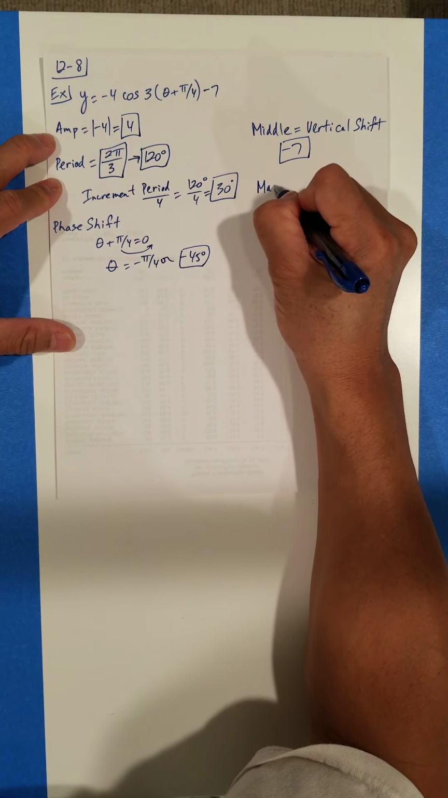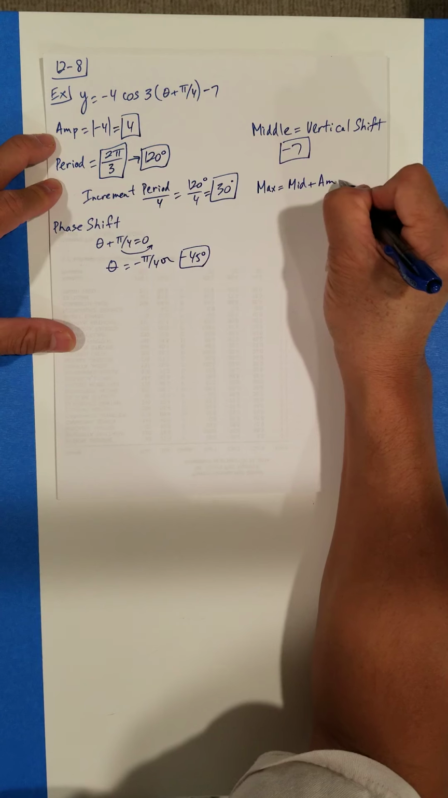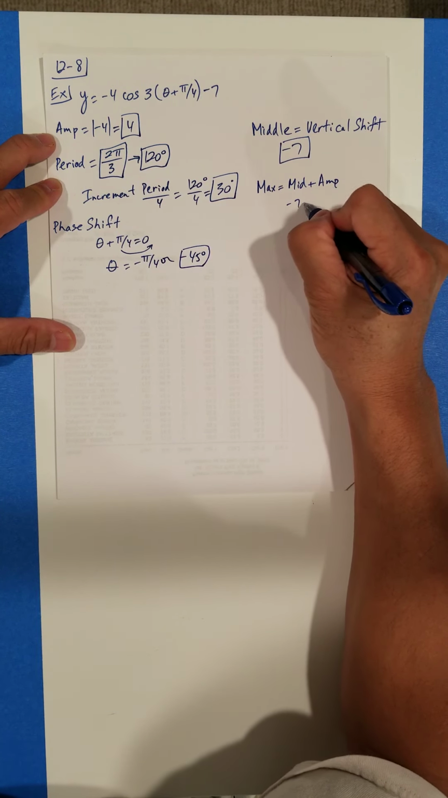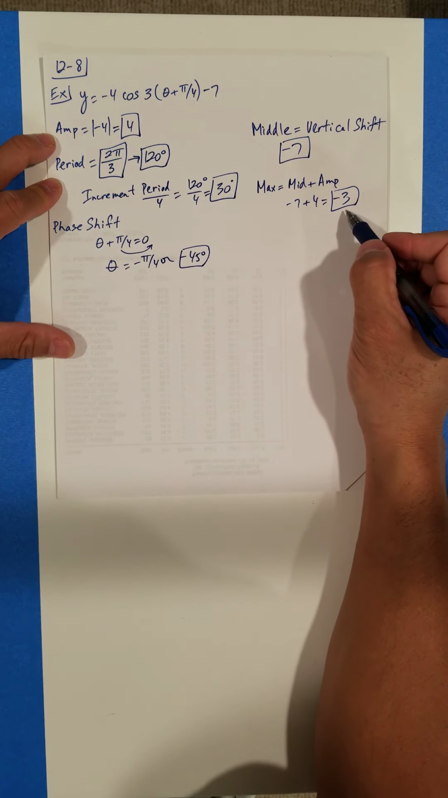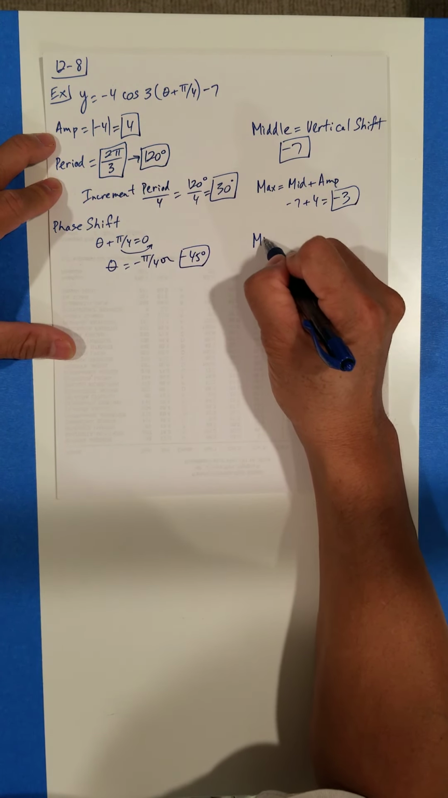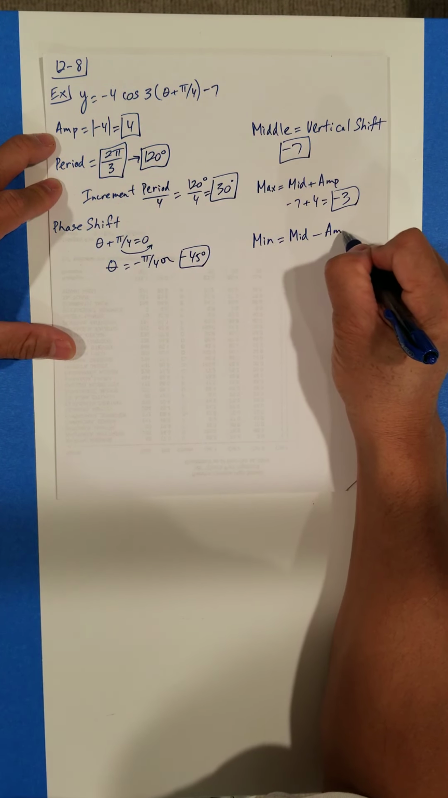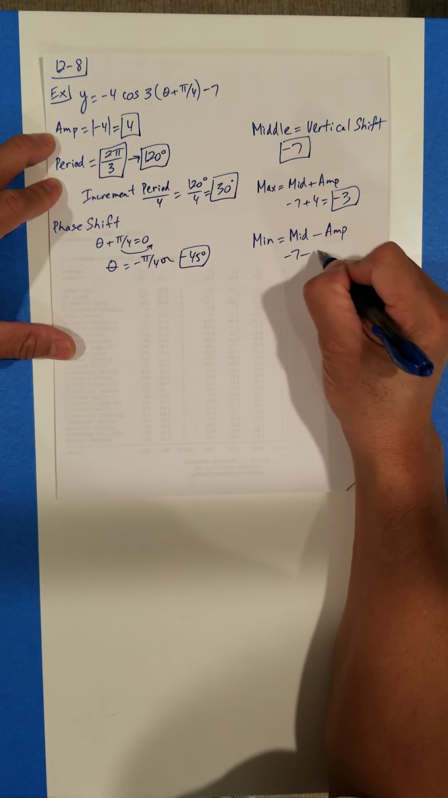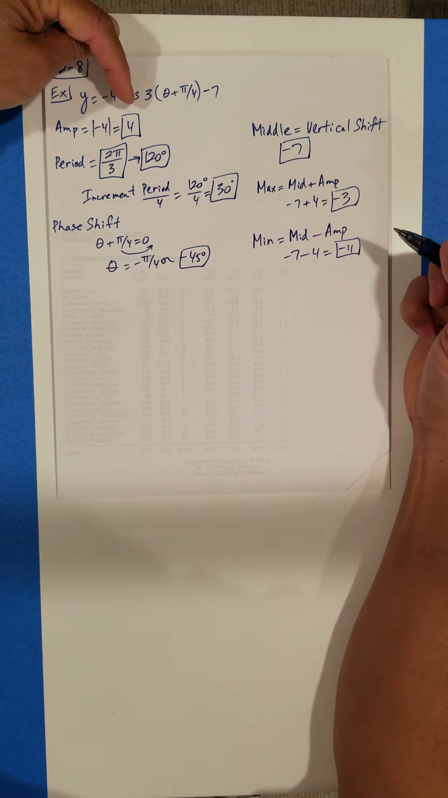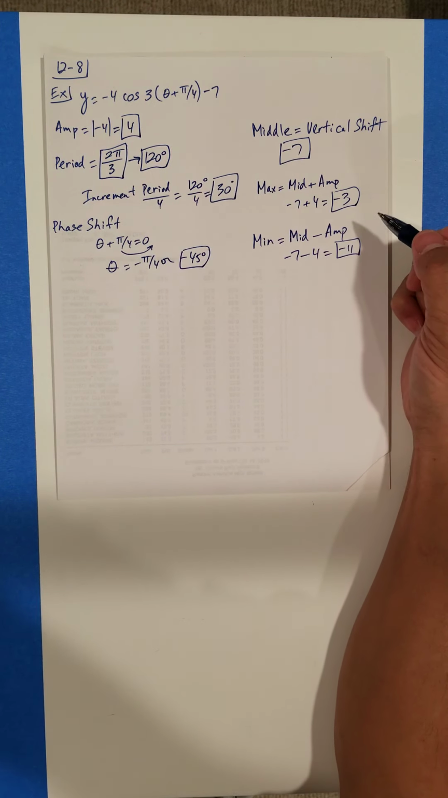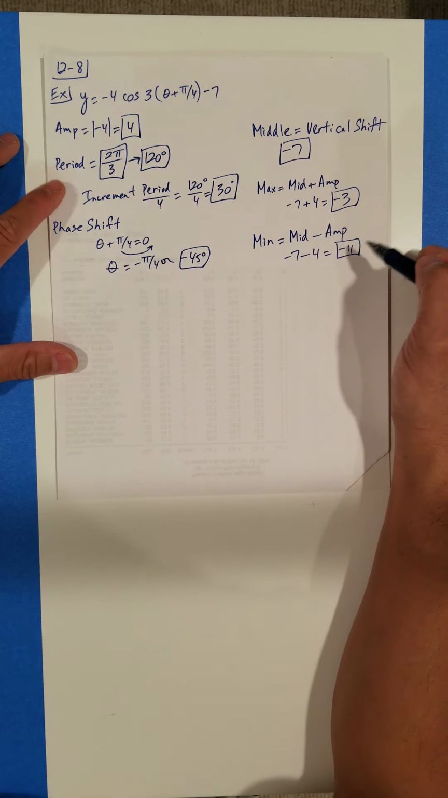My maximum. Maximum is going to be the mid plus amplitude. So -7 plus 4, -3. My maximum height would be -3. My minimum, mid minus the amp. So -7 minus 4. So -11. Remember, amplitude is 4, not -4. Amplitude is 4. We're going to add 4 to get the max. We're going to subtract 4 to get the minimum.